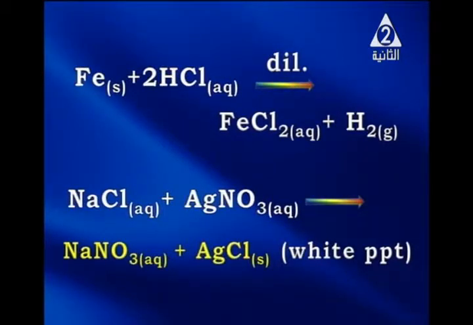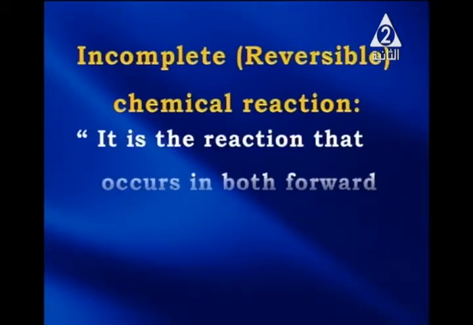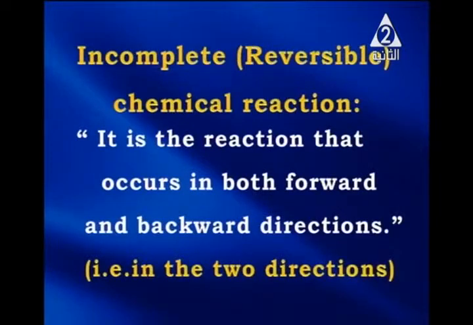Here, the reaction always moves in the forward direction only because of the formation of the precipitate, which escapes from the medium of the reaction. The second type of chemical reactions is the incomplete or reversible chemical reactions. In this reaction, the reaction occurs in both forward and backward directions.